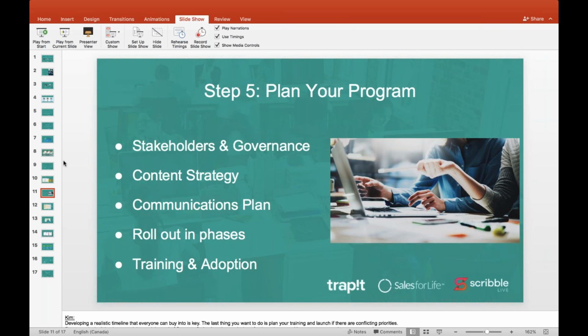So the next piece really gets into planning for your launch. As you really focus on these key elements, we talked about the stakeholders and governance, your content strategy. Other elements are thinking about your timing, finding the right timeline for launch. Your plan wants to consider that. You want to develop a realistic timeline that people can buy into. The last thing you want to do is plan your training and consider if there's any other conflicting priorities.